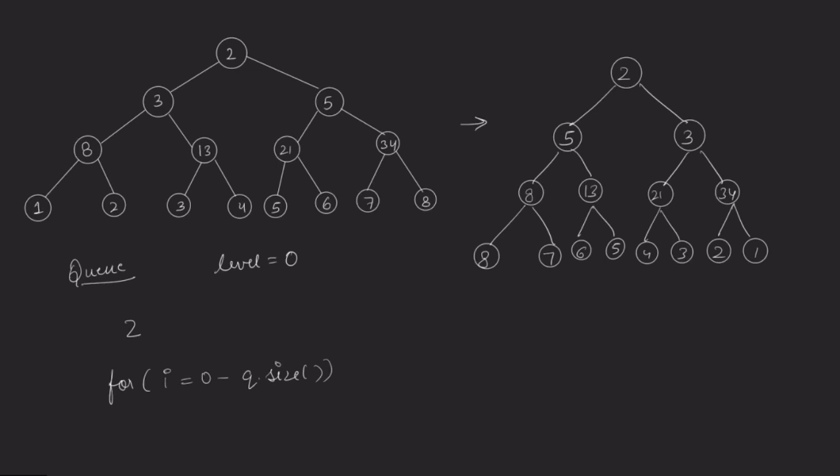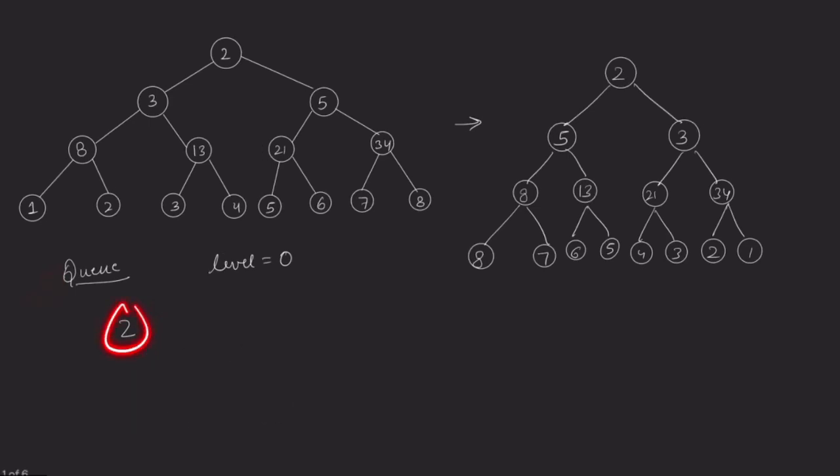And then inside this, we take the front node from the queue and then we pop it, right? And when you pop it, whatever are its left and right child, we push back to our queue, right? So what will happen is firstly you will have a 2, that is the root node, right? And the level will be 0. So now the size of the queue is 1.